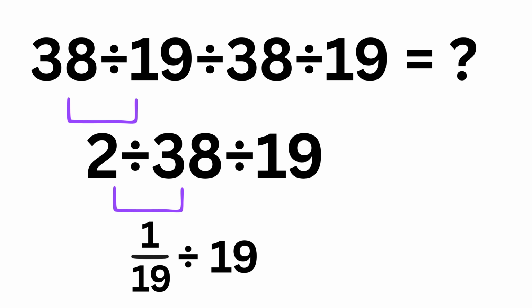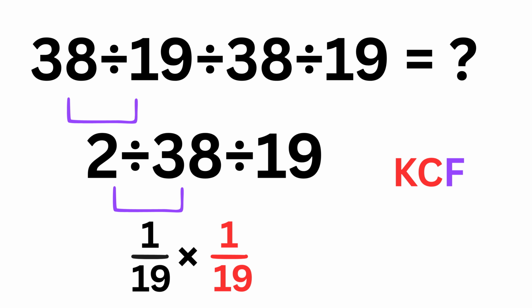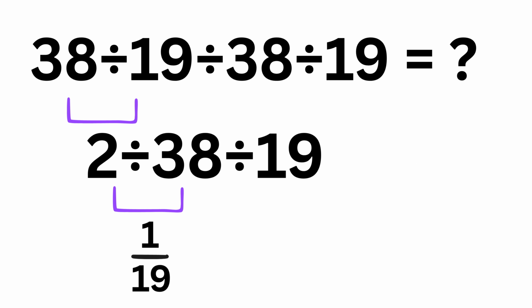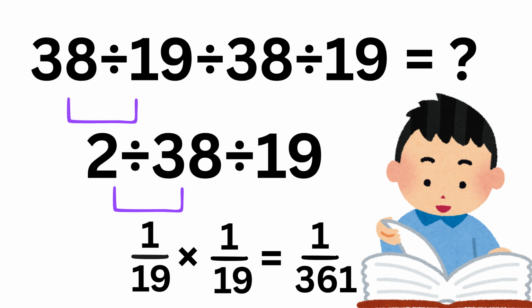Now, according to the KCF rule, K stands for keep, C stands for change, and F stands for flip. We keep the first fraction, change division to multiplication, and flip the second fraction. So we get 1 over 19 multiplied by 1 over 19, which equals 1 over 361. And this is our final answer to this problem.